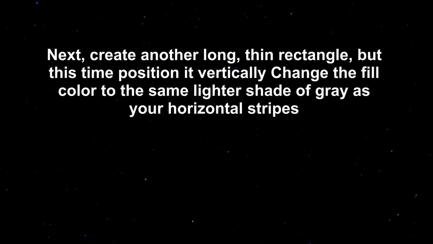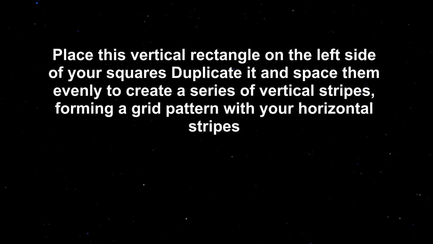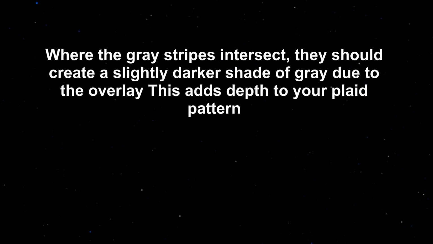Next, create another long, thin rectangle, but this time position it vertically. Change the fill color to the same lighter shade of gray as your horizontal stripes. Place this vertical rectangle on the left side of your squares. Duplicate it and space them evenly to create a series of vertical stripes, forming a grid pattern with your horizontal stripes. Where the gray stripes intersect, they should create a slightly darker shade of gray due to the overlay. This adds depth to your plaid pattern.